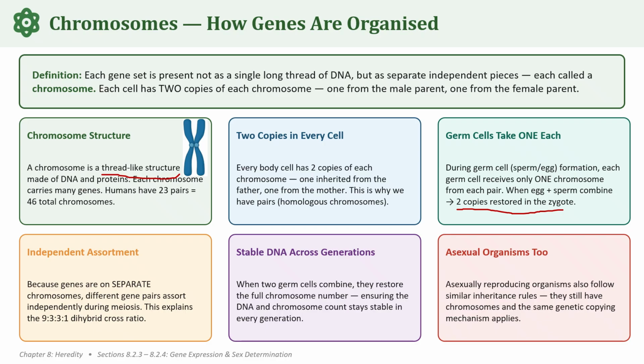What happens in asexual organisms? In asexual organisms also, they follow similar inheritance rules. They still have chromosomes and the same genetic copying mechanism.